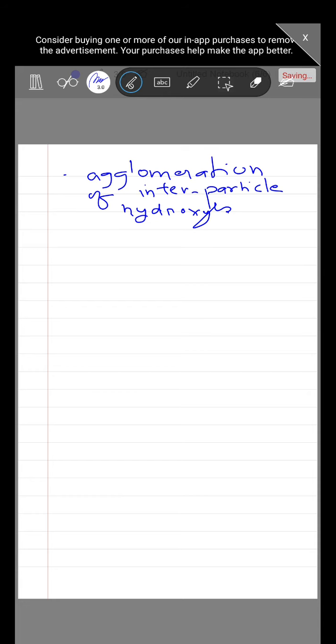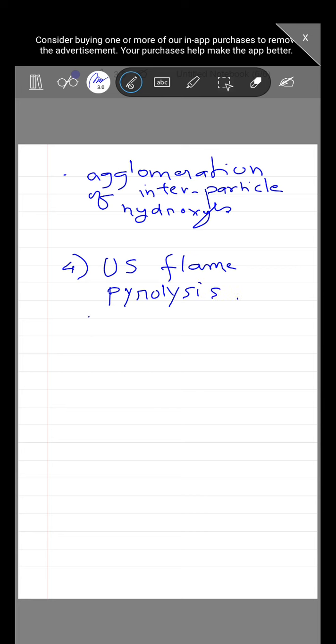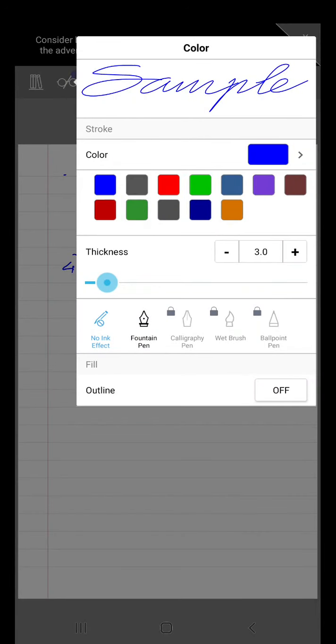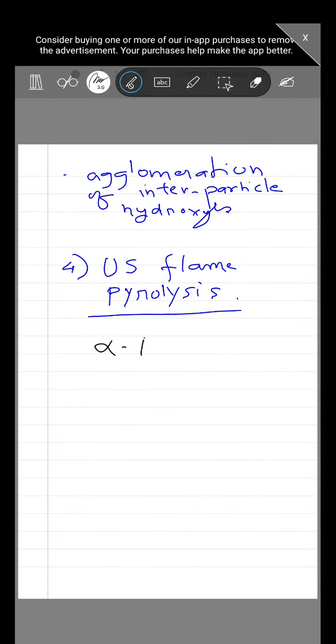So now we come to the next process. It is called ultrasonic flame pyrolysis. So in this method, non-crystalline alpha phase of alumina are mainly produced.